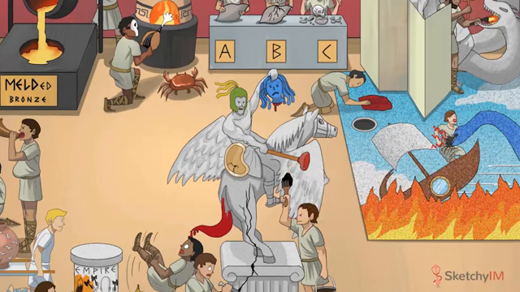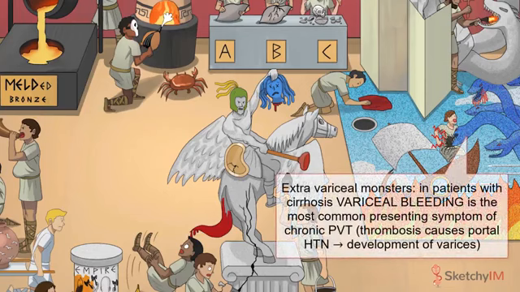In contrast, variceal bleeding is the most common presenting symptom of chronic portal vein thrombosis. That's because thrombosis in the portal system only further increases portal hypertension, sending that pressure instead to the portocaval shunts, which, over time, turn to varices at risk of bleeding. So we've brought in a few extra variceal monsters bleeding at the mouth. As we covered in the last sketch, recall that variceal bleeding can present as hematemesis, hematochezia, or melena.